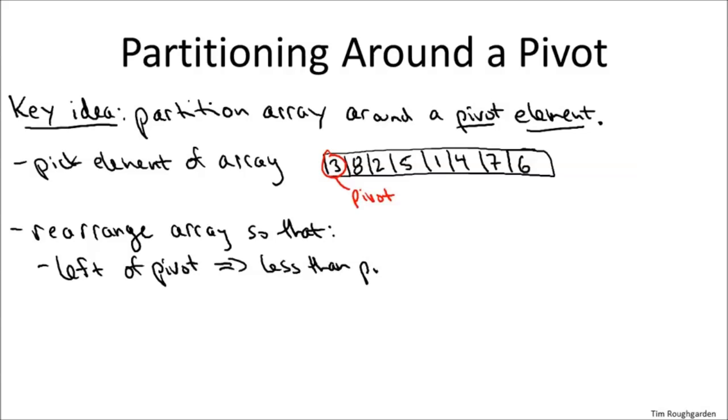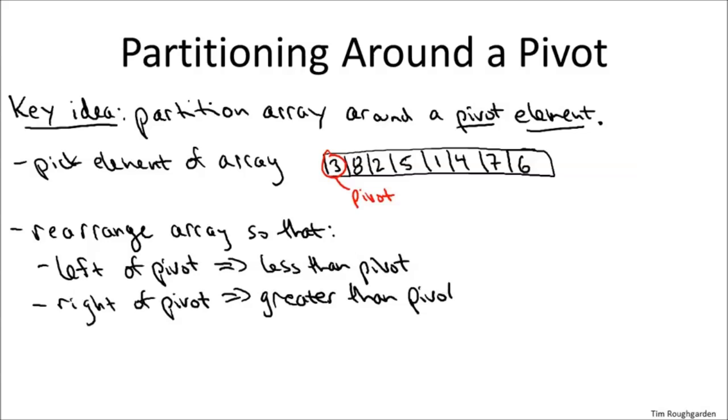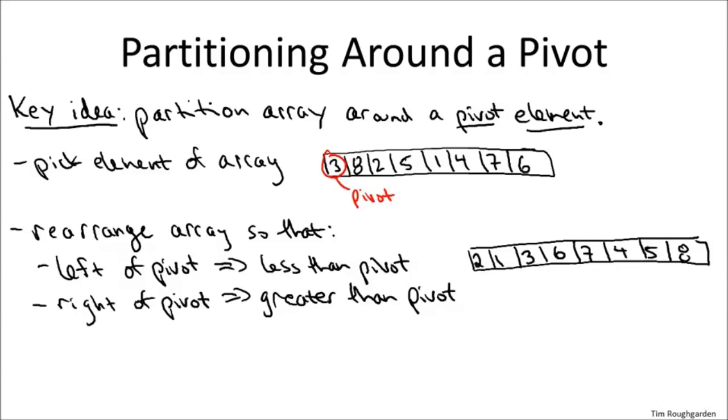So for example, given this input array, one legitimate way to rearrange it so that this holds is the following. Perhaps in the first two entries we have the 2 and the 1, then comes the pivot element, and then comes the elements 4 through 8 in some perhaps jumbled order. Notice that the elements to the left of the pivot, the 2 and the 1, are indeed less than the pivot, which is 3. And the 5 elements to the right of the pivot, to the right of the 3, are indeed all greater than 3.